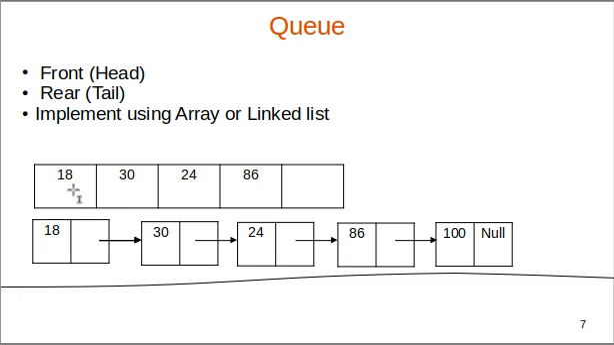So this is the implementation of queue using array, and this is the implementation of queue using linked list. We can insert another element in this direction. So here will be the address of the next node, and we can add another item here, and if we want to delete or retrieve an item, we can retrieve from the head node, that is the front node of the queue.